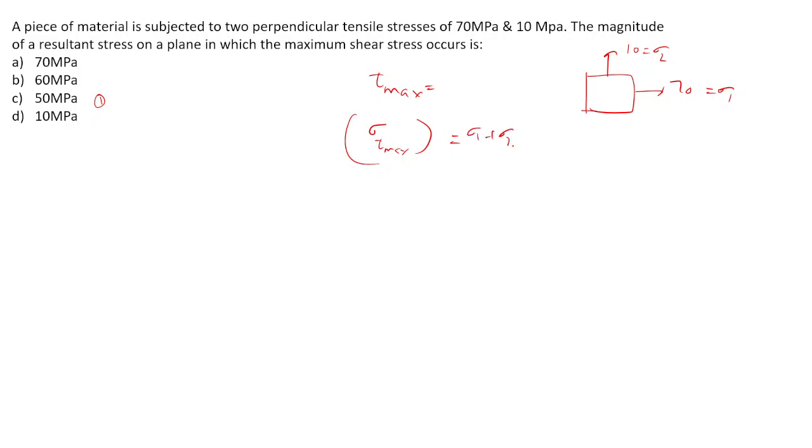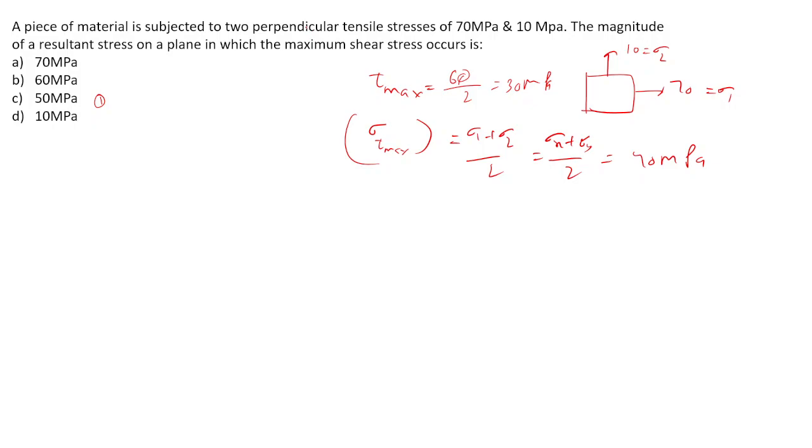Sigma 1 plus sigma 2 by 2, or sigma x plus sigma y by 2, that we can also use. It would be 40 MPa. Normal stress would be 40 and shear stress would be 30. Shear stress is sigma 1 minus sigma 2 by 2, so 60 by 2 will become 30 MPa.